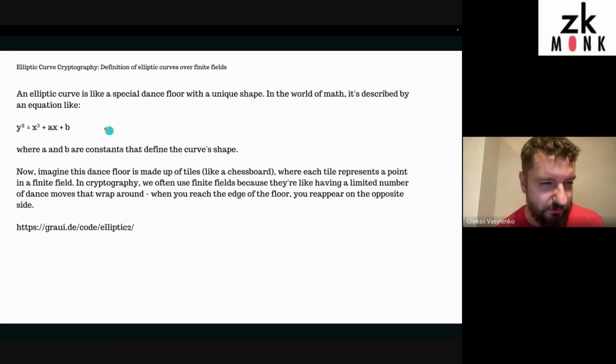An elliptic curve is a specific mathematical formula, a specific curve defined with this formula, where a, b are constants. For instance, for Bitcoin, a equals 0, b equals 7. And it's a set of points over the finite field of size p.